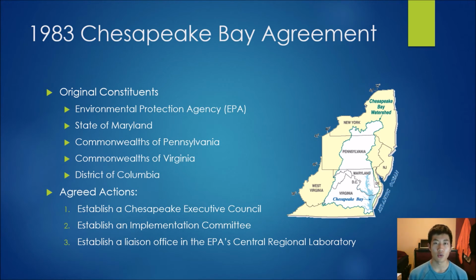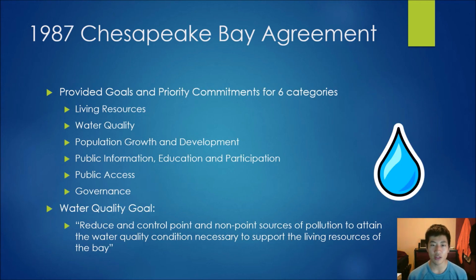So the second task was establishing an implementation committee. This committee was tasked with overseeing the coordination and development of the management plans. Finally, to provide support for the Executive Council and the committee, the EPA would establish a liaison office in their own laboratory.